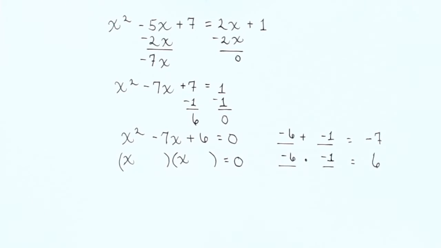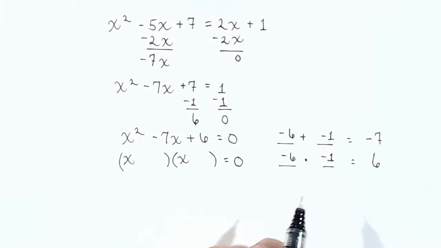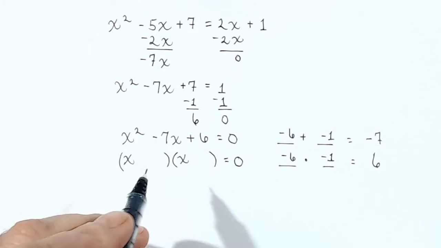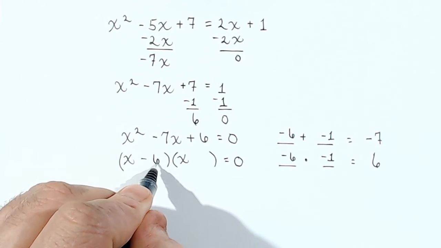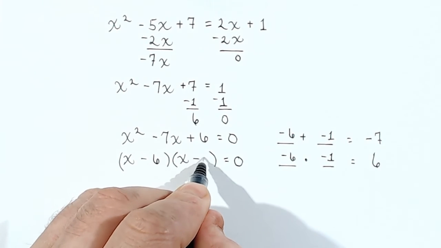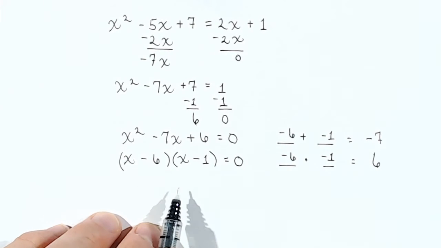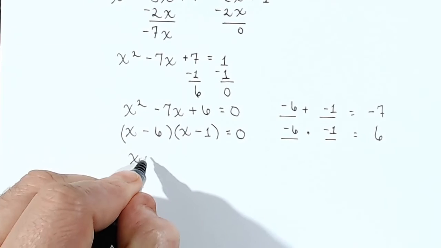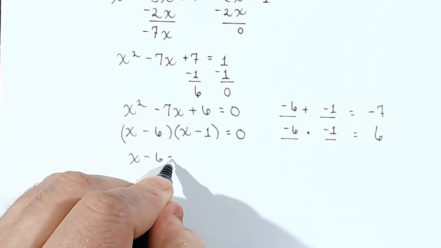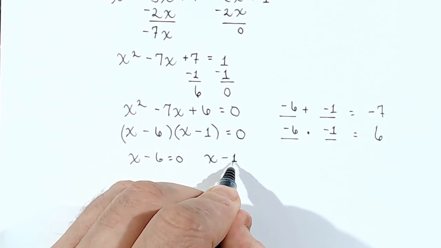The order in this little problem doesn't matter. You could have put the negative 1 first, then the negative 6. As you see, the arithmetic still works. So now you just take those two numbers with their signs and bring them down here. You just write negative 6 there and negative 1 here. We now take these factors and set them equal to 0. x minus 6 equals 0, and x minus 1 equals 0.